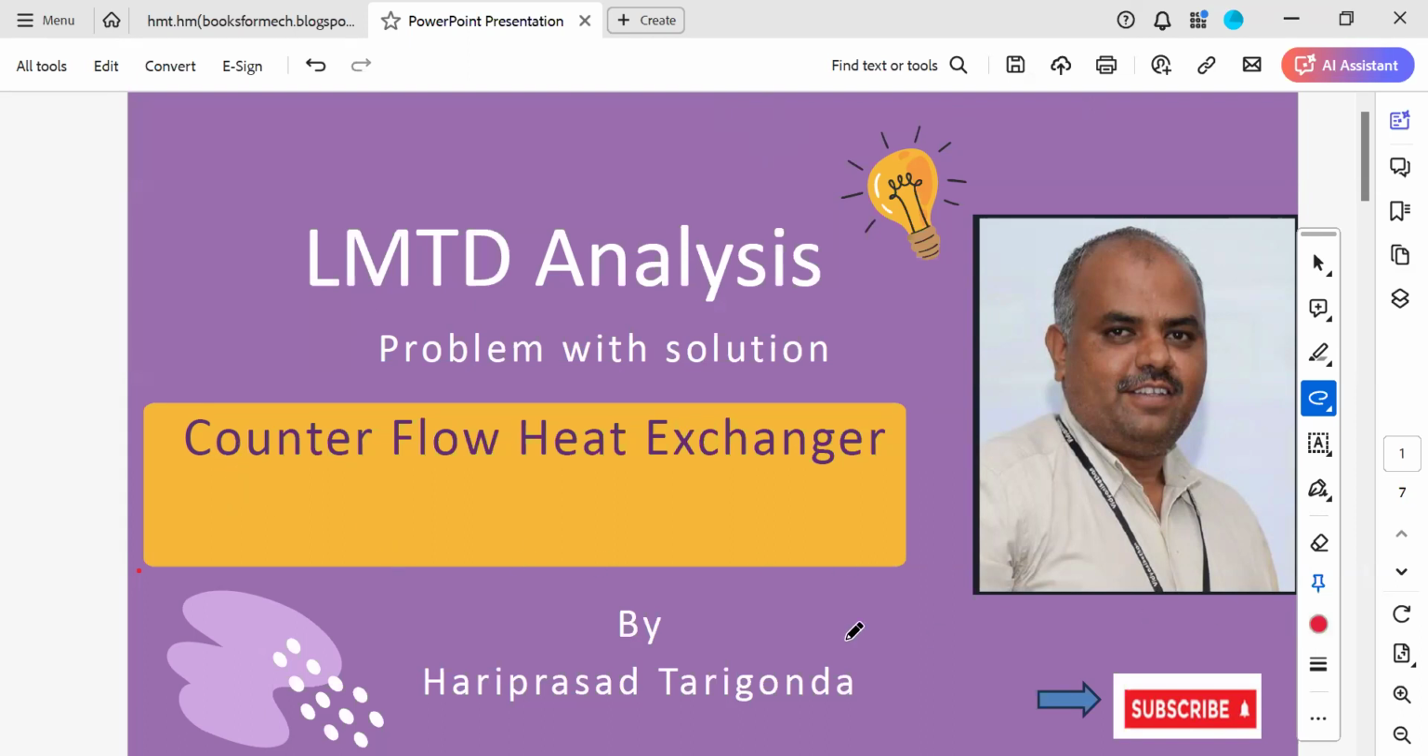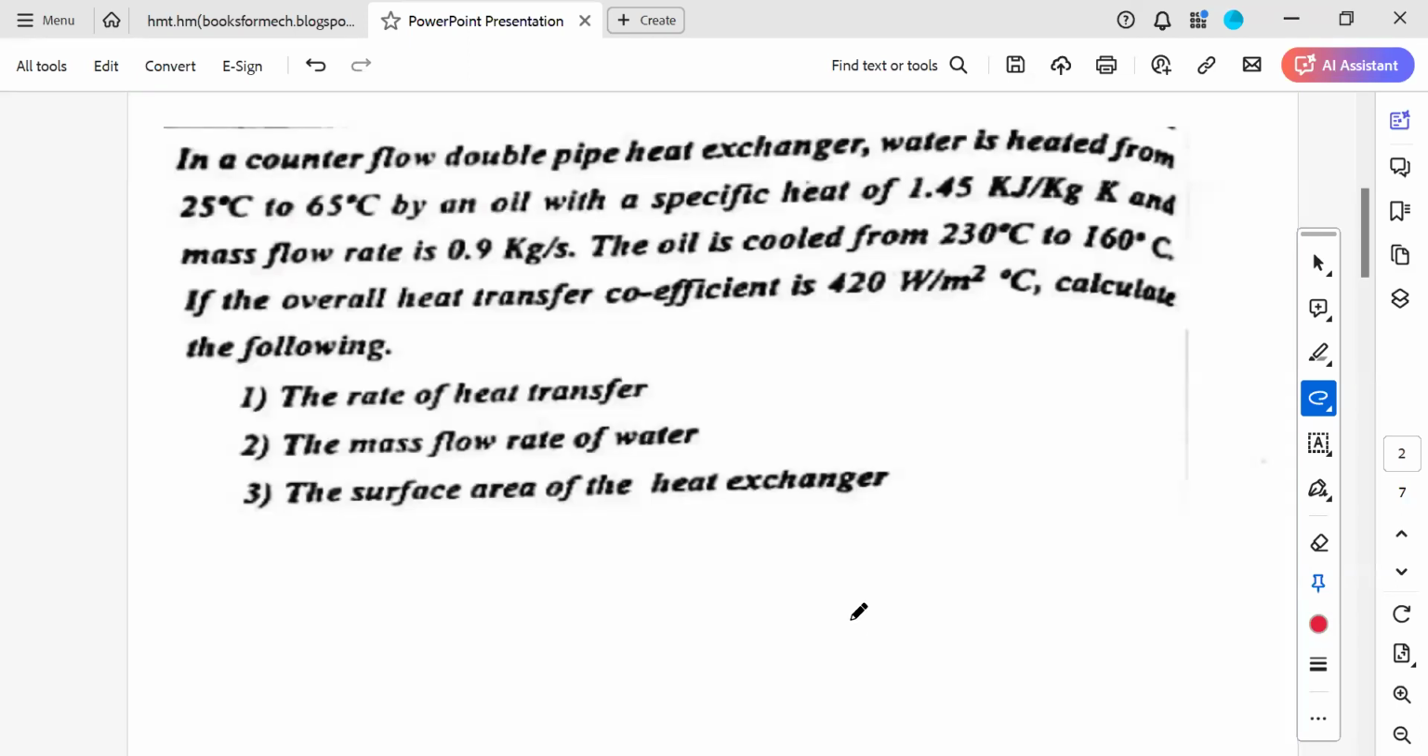Let us go to the problem. In a counterflow double pipe heat exchanger, water is heated from 25 to 65 degrees centigrade by an oil with a specific heat of 1.45 kilojoules per kg Kelvin, and mass flow rate given as 0.9 kg per second. The oil is cooled from 230 to 160.